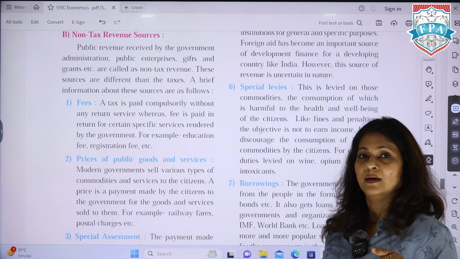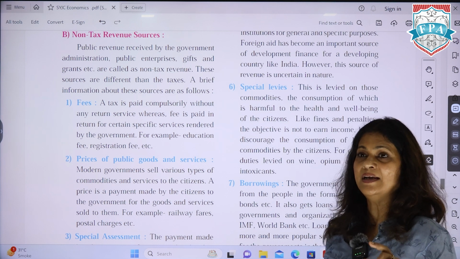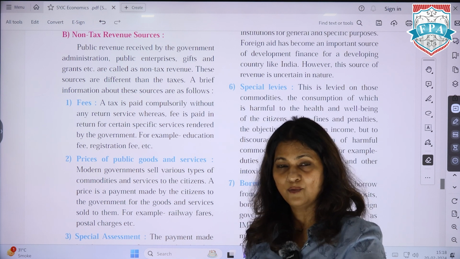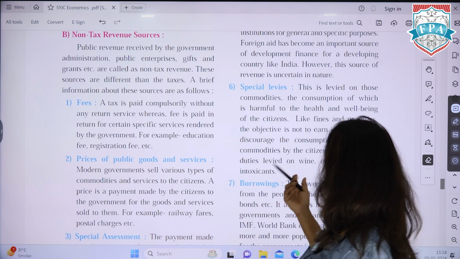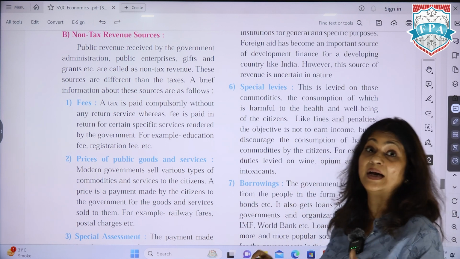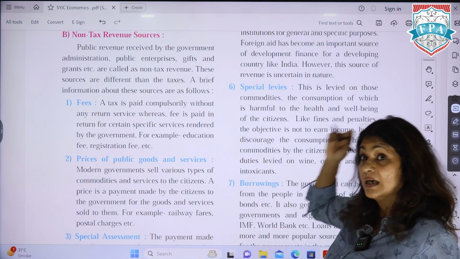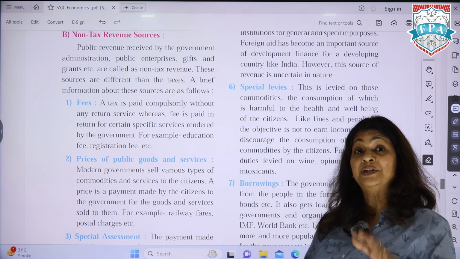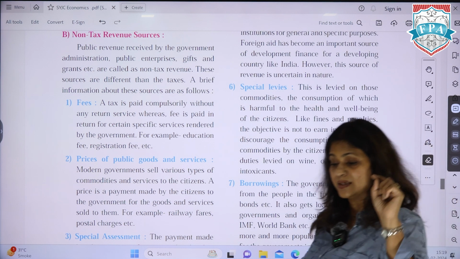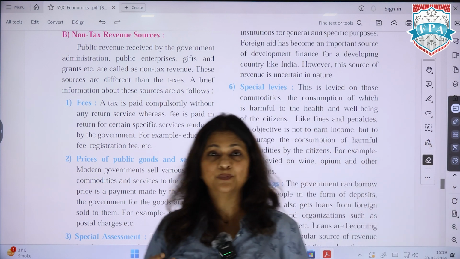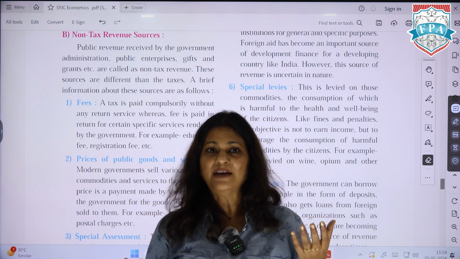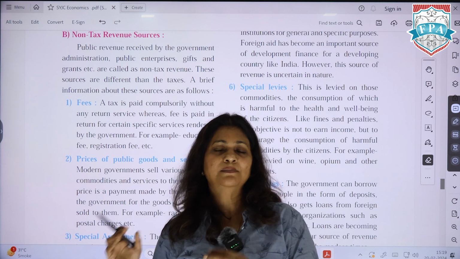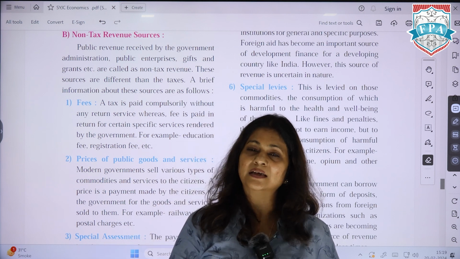But special levy is not special assessment. Special levy is done by the government to discourage people from doing that particular activity. For example, duties levied on wine or opium. The government believes that these are harmful to the citizens of the country. So they want to discourage people from doing that. This is a regular question in the examination, guys. So please understand. Special levy and special assessment, these are both non-tax methods of collecting revenue by the government.